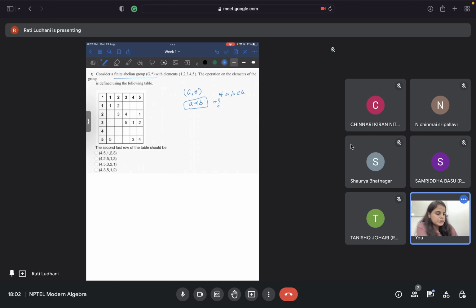It has been asked that some entries are not given here. So the question really is, if it is given that these entries are here, can you find the blank spaces? Here it has been asked what the second last row of the table will be, that you need to find out. Let's try if we can do it.